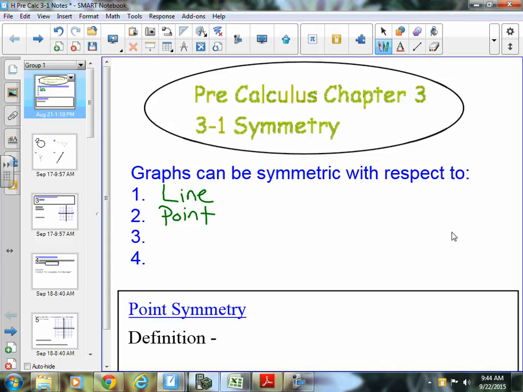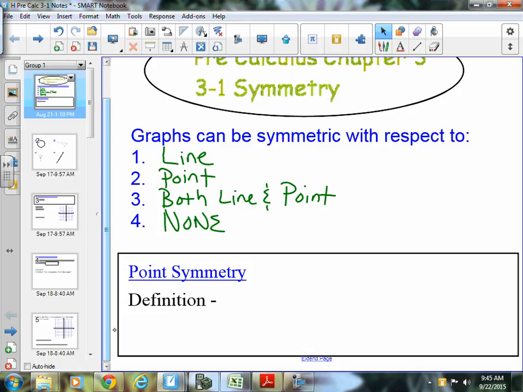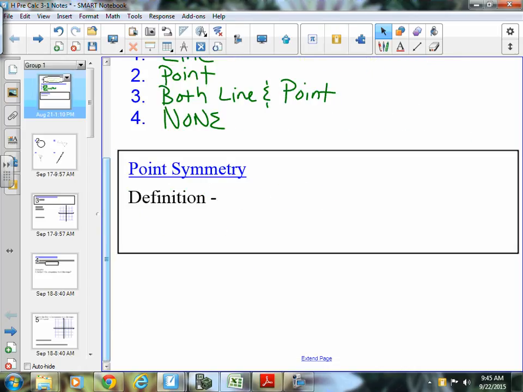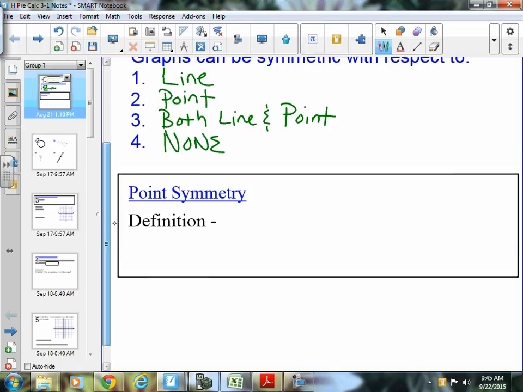That's our first part. So point symmetry looks a little bit different. Then there are graphs that actually have both symmetries. They have both line and point. And then our last type of symmetry, or I guess type of graph, is graphs that have no symmetry at all. So they have none. And there's a lot of graphs that fall into that category. So our goal here as we move forward in the year is every time we look at a graph, a new equation, a new function, we can think about these things about the graph and what similarities or differences they have. And one of those things is symmetry.